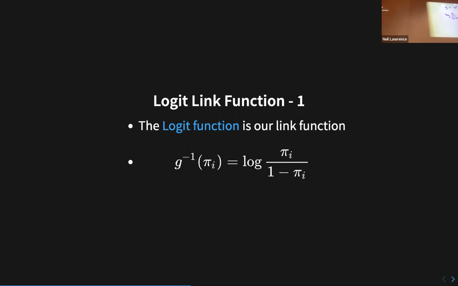Pi I over 1 minus pi I is actually equal to the exponential of W transpose X, which means it's equal to the product of exponential of, if we switch our notation to beta, of the sum over j of beta j times xj. So this is a product model. It's not a sum model. When these things are being accumulated by the model, they're being multiplied together.